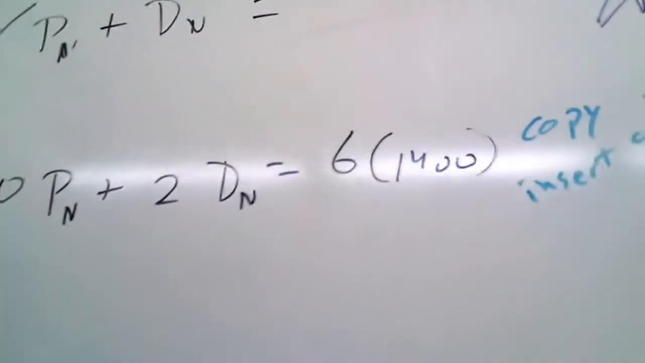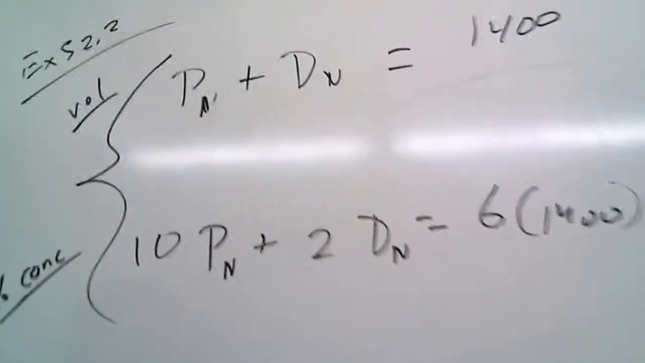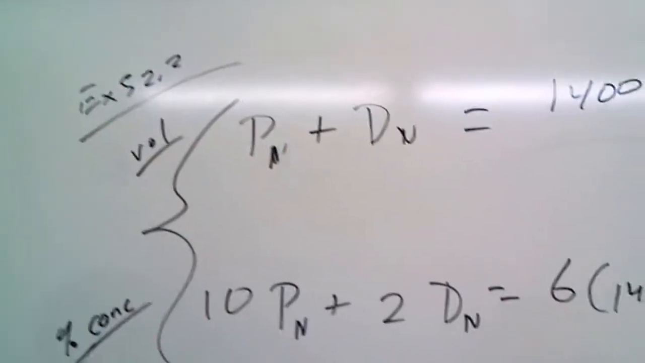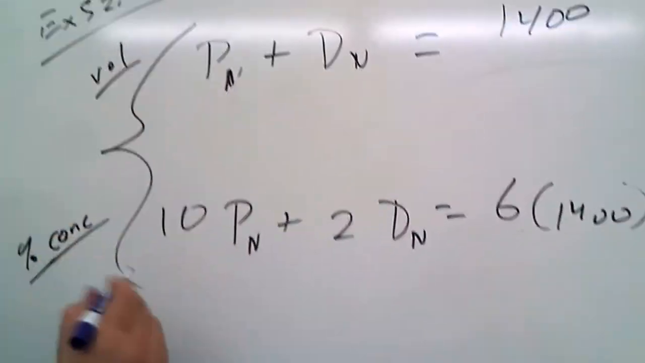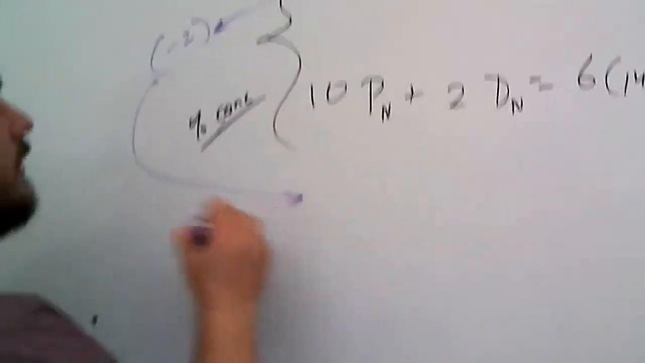Just for kicks, we did substitution over here. Let's do elimination on this one. What if I took this equation and multiplied it by -2? Are we using a 10 and a 2 because we have to stay with salt?